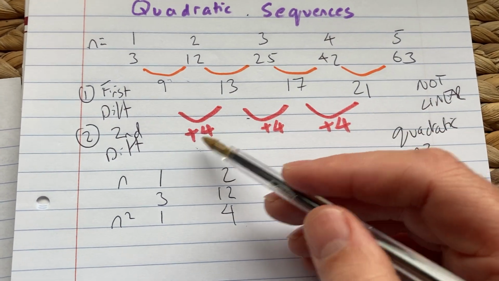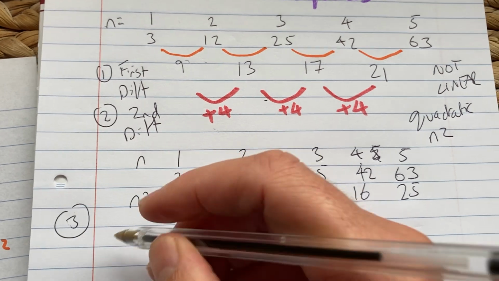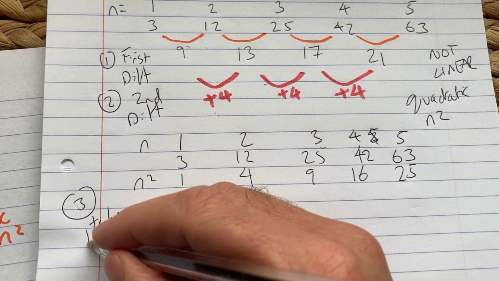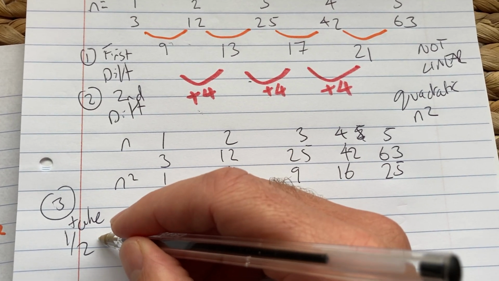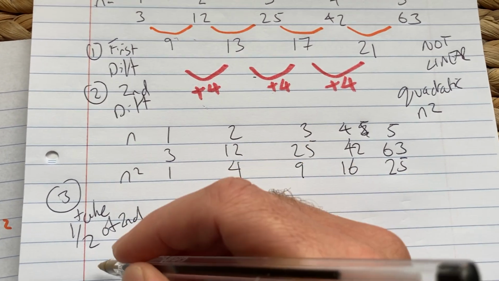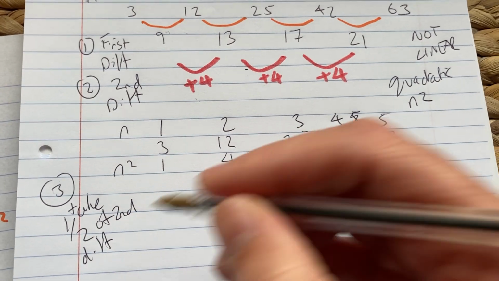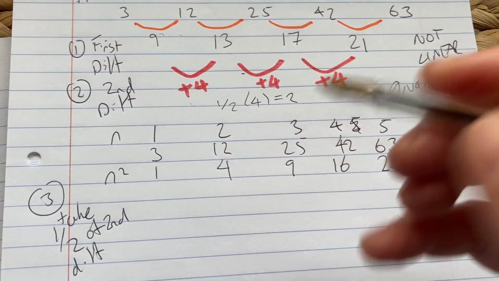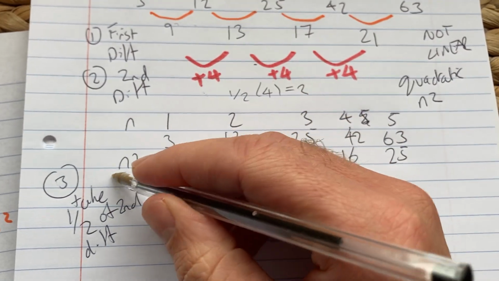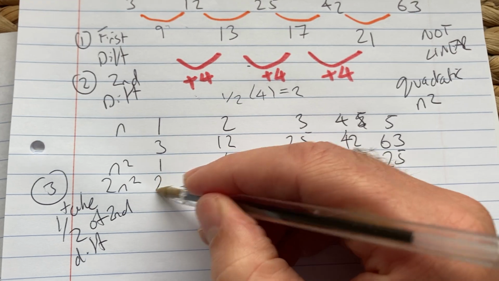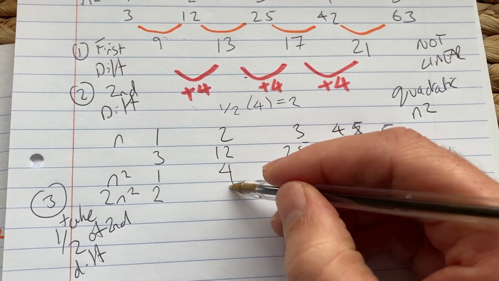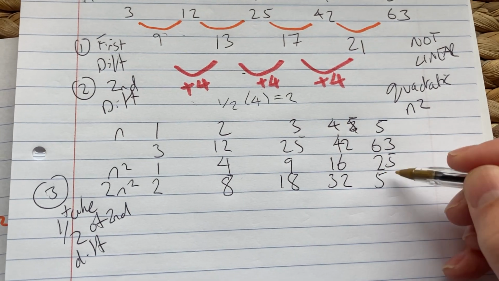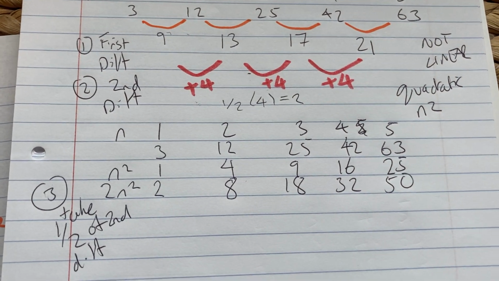So what you have to do in the third step is take half of the second difference as the coefficient. So half of 4 is 2. So we're going to do 2n squared, meaning 2, 8, 18, 32 and 50. We're getting closer to that.